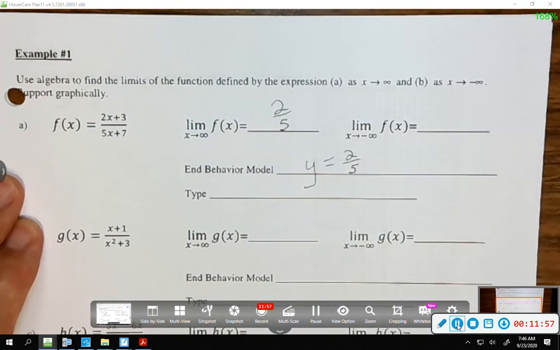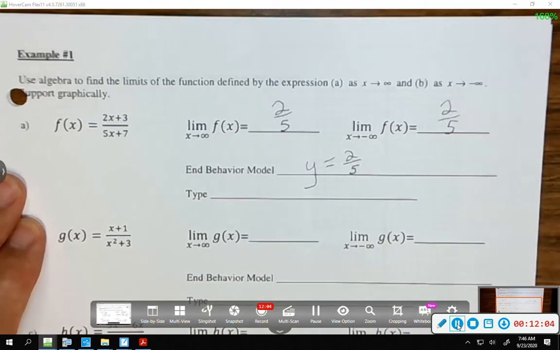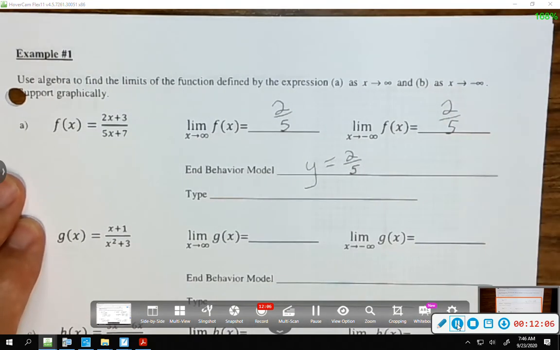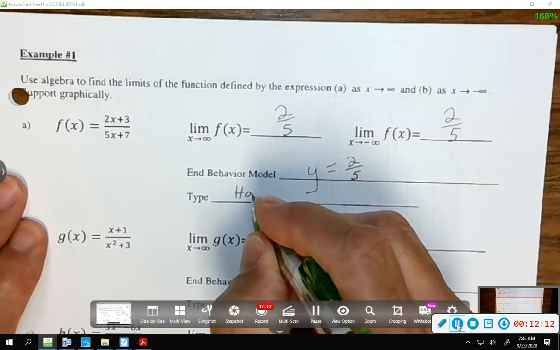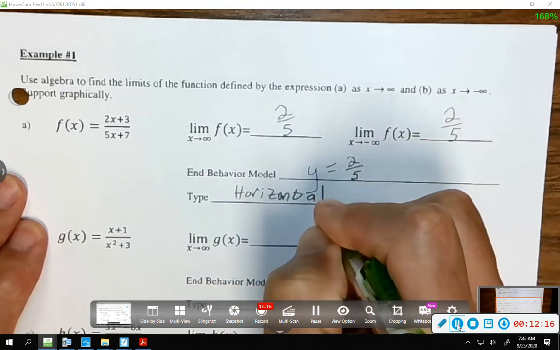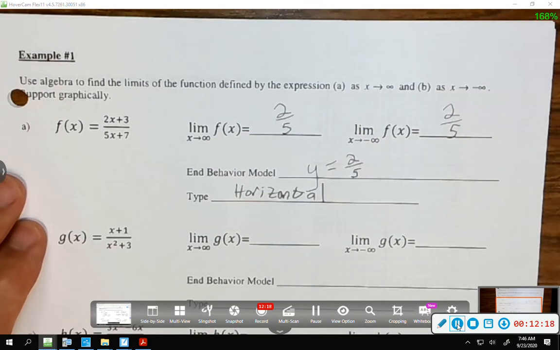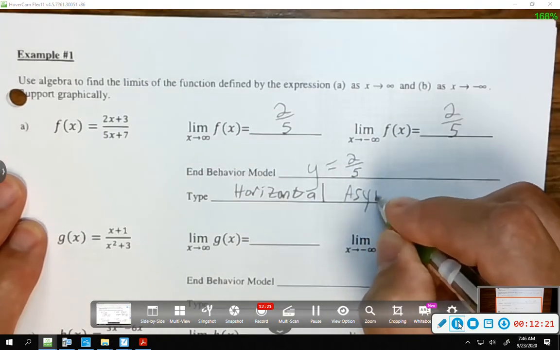And the limit as x approaches negative infinity is also. Okay? So what type of end behavior model do we have? This is a horizontal asymptote. So horizontal asymptote. That's what we're going to write here.